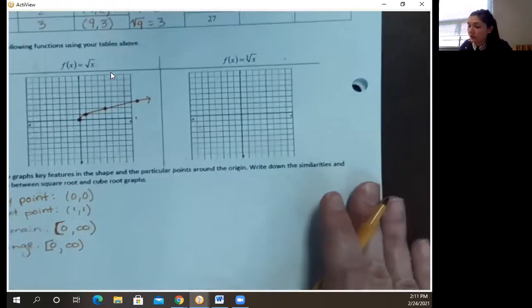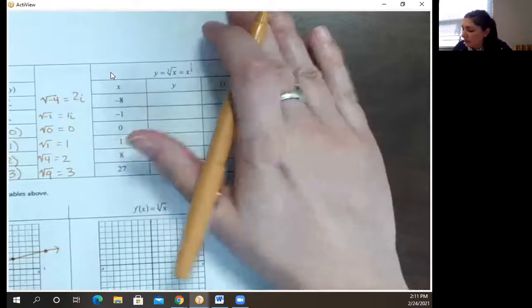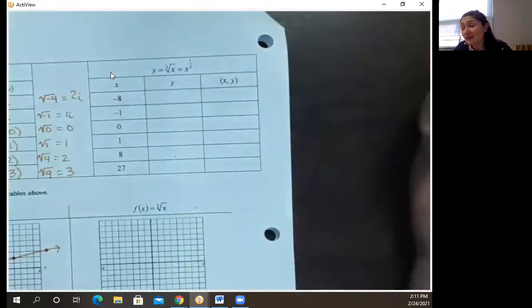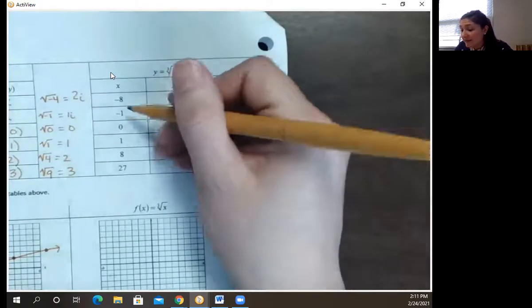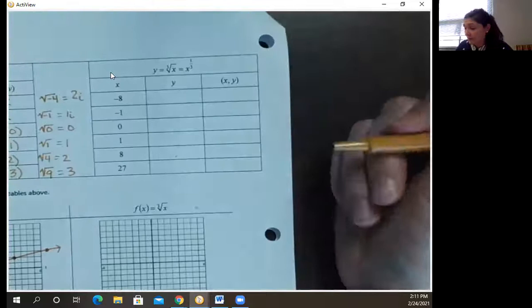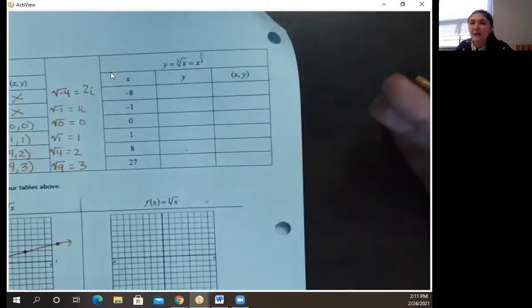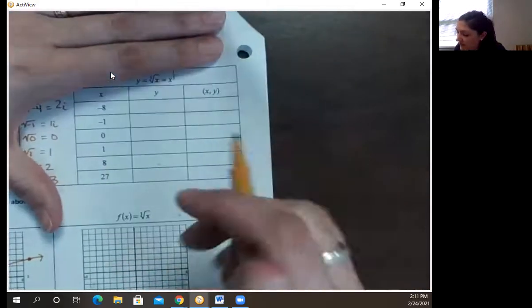Now let's take a look at our cube root graph. So again, I want you to notice that the values for x we've chosen here are things that would have nice cube roots. I could plug in 5 to this cube root function. I'm just not going to get a very nice y value. And for our parent graph, I would like nice points to be able to talk about. So let's go ahead and plug in the values that we have here.